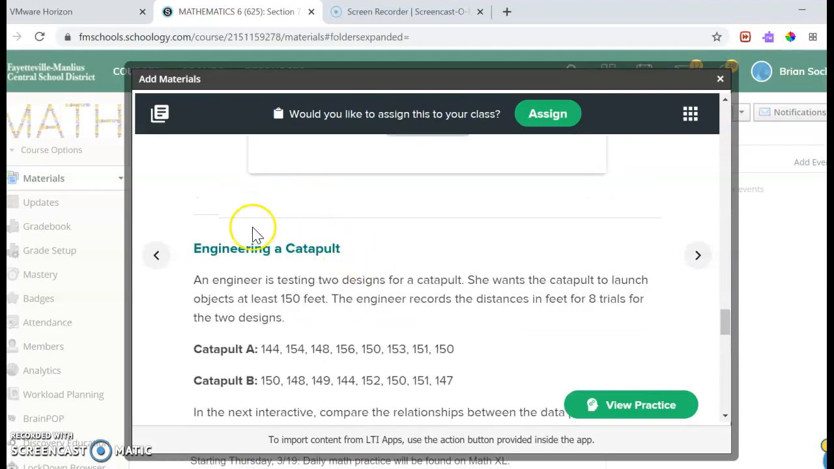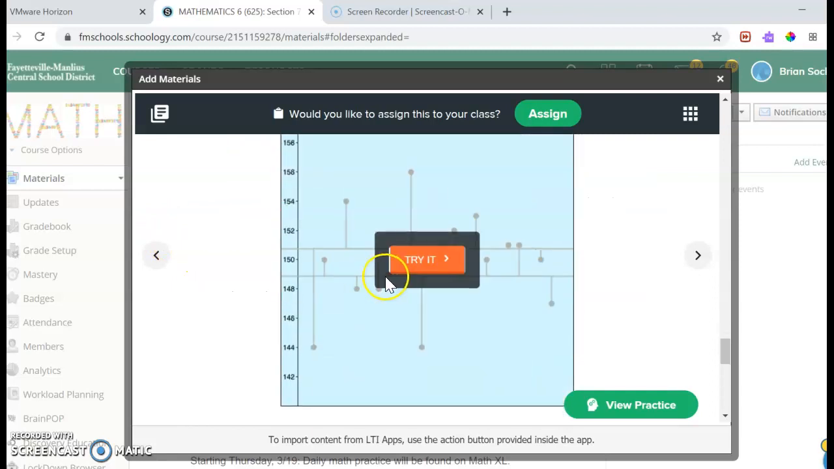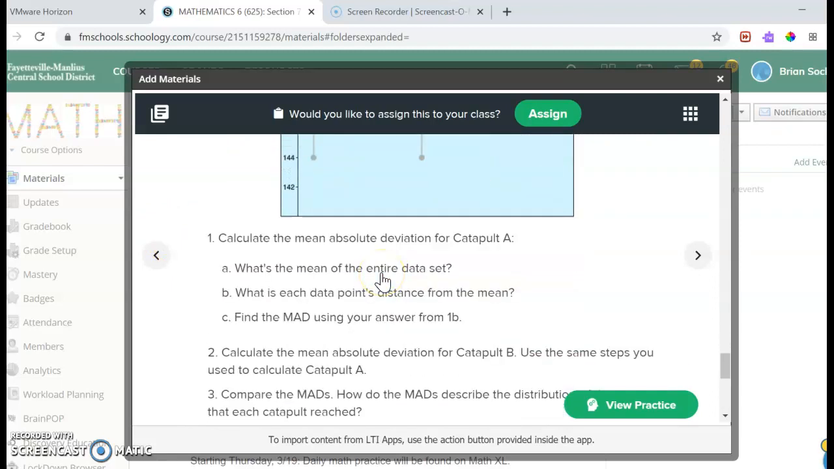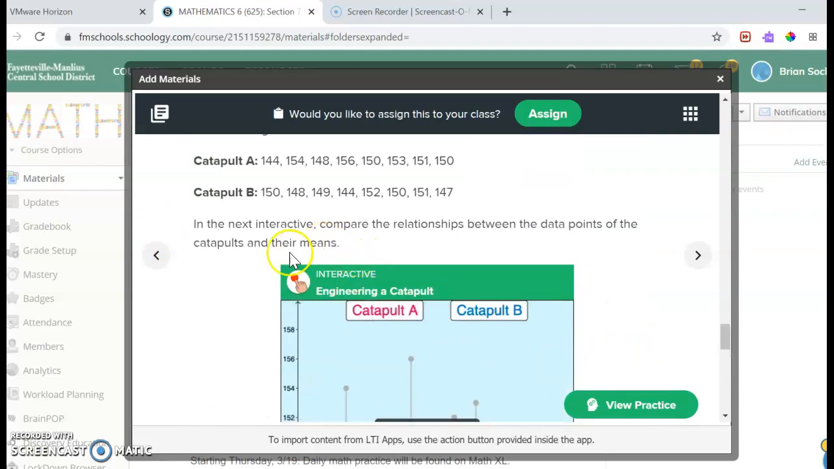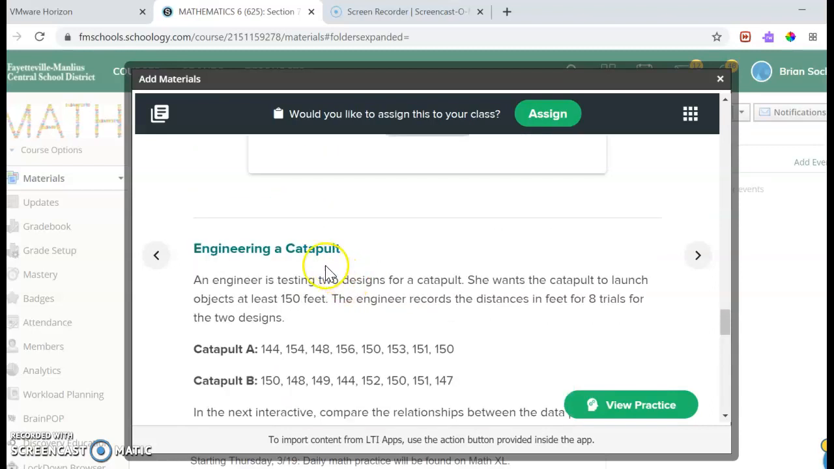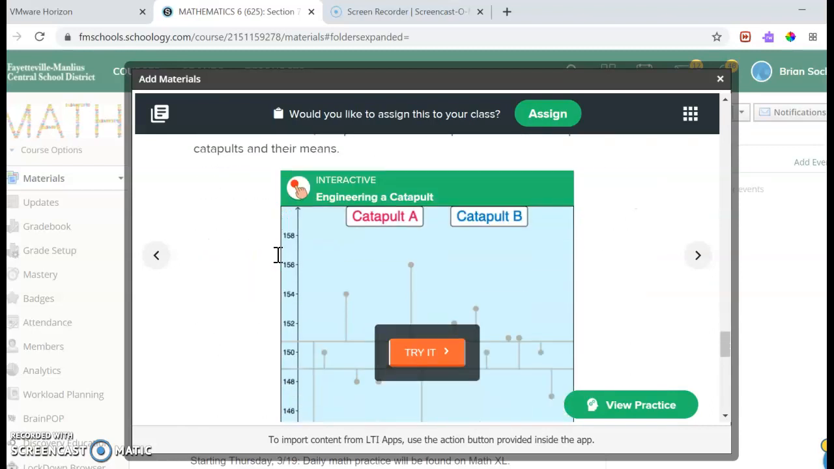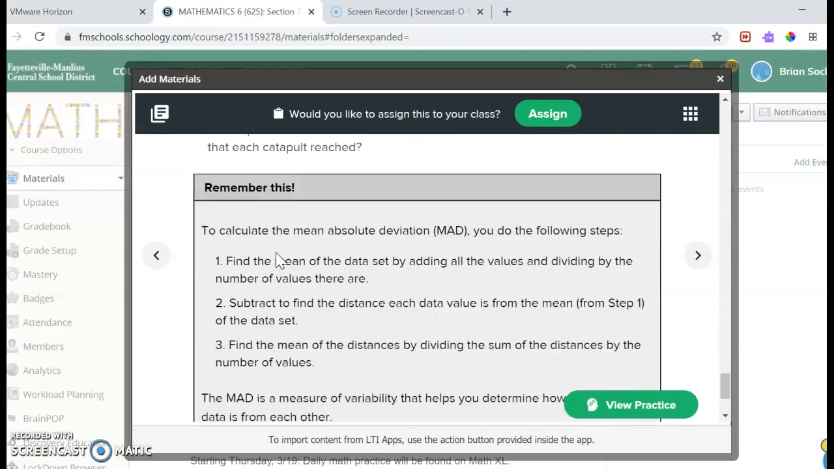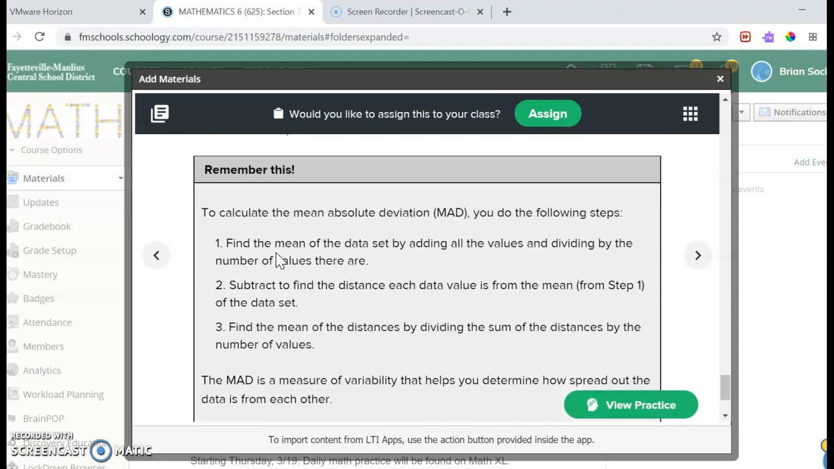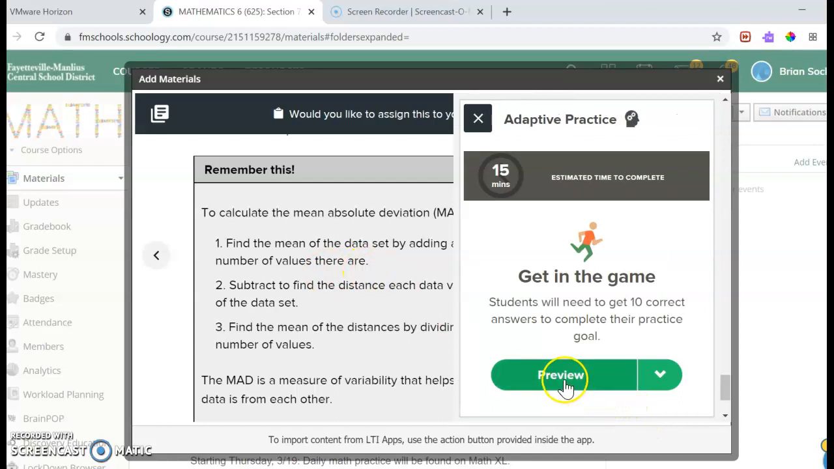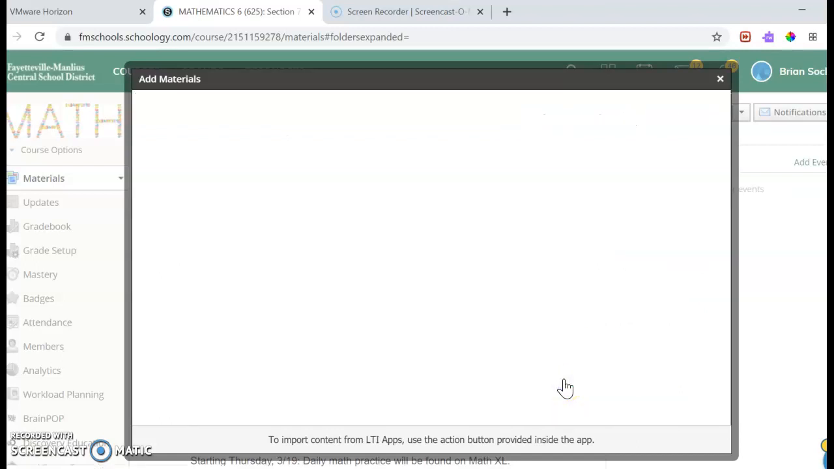This one here, engineering a catapult, you guys can skip. You do not have to do this one. Engineering a catapult is the last interactive, and you do not have to complete it. But please take a minute or so to read through this quick review of MAD. And then you're going to view practice.